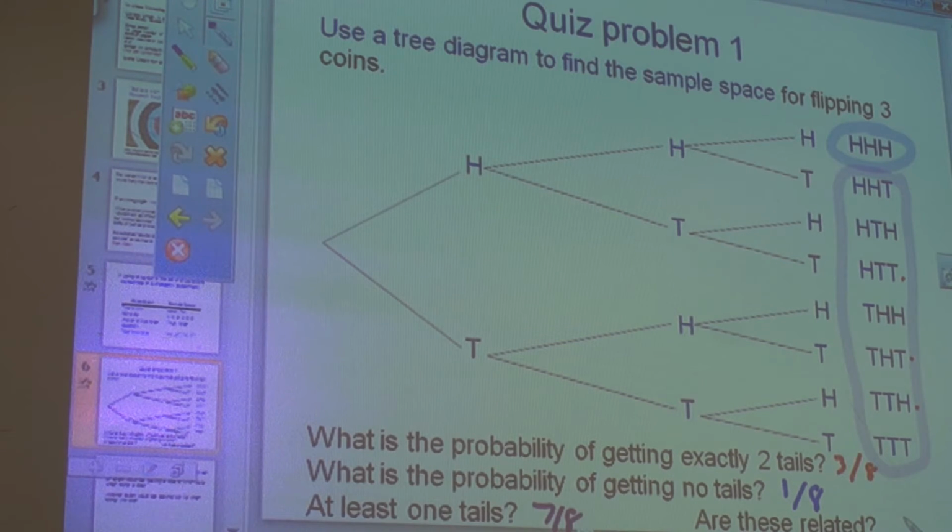Are these 2 groups related? No tails and at least 1 tail, are they related in some way? That's the question I'm trying to ask here. So I want you to talk to your neighbors about it for 15 seconds.